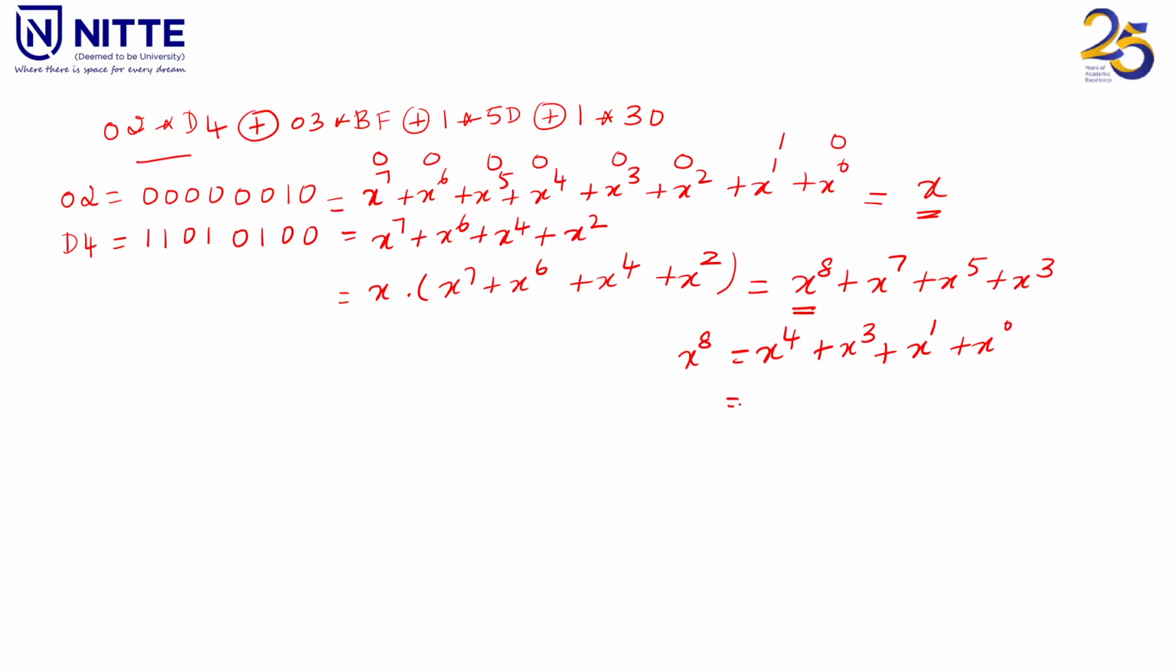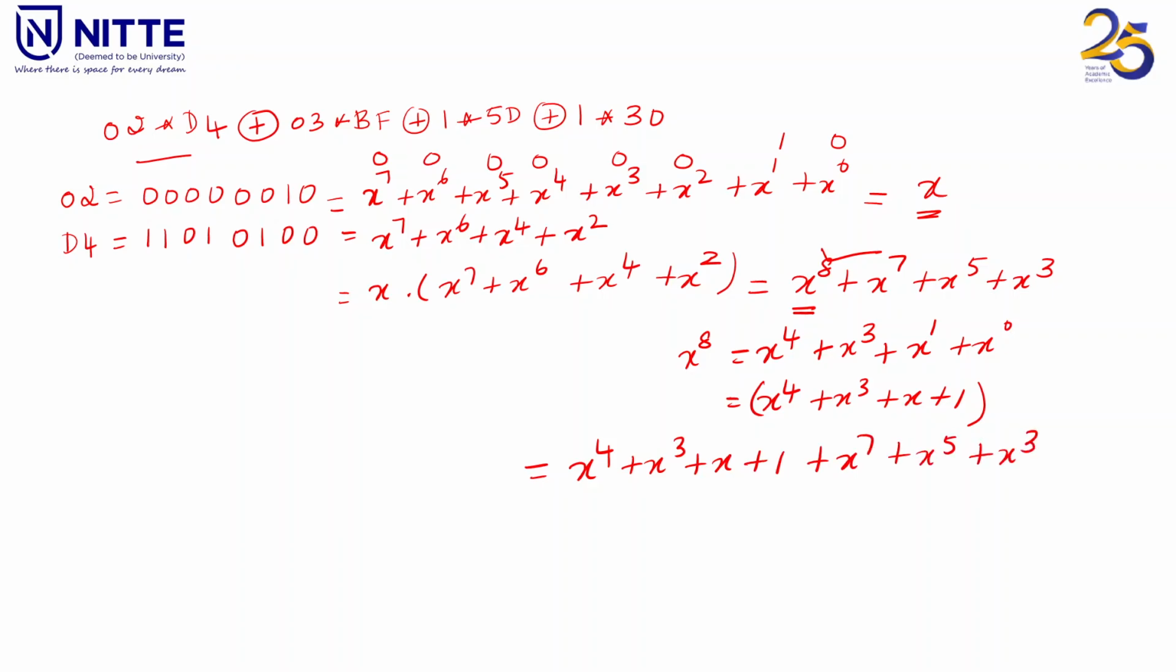So this is how I'll be converting this: x4 plus x3 plus x plus 1. So this I'm going to include in this case. So now what will happen is, x to the power of 4 plus x to the power of 3 plus x to the power of 1 plus 1, plus x7, x5 and x3. The repeated terms I'm going to cancel out. So x3 will get cancelled. The rest of the elements will be x to the power of 7, x to the power of 5, x to the power of 4 plus x to the power of 1 plus 1.